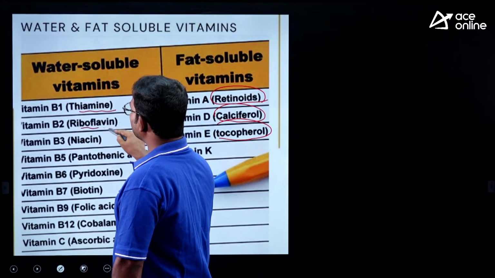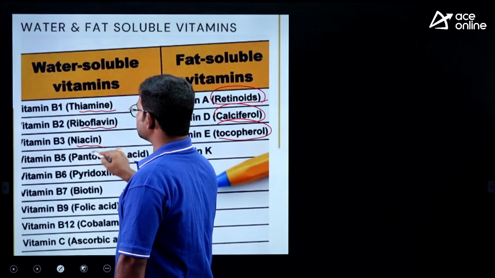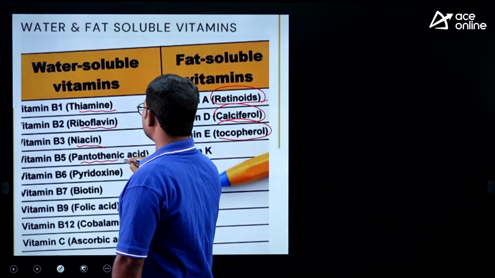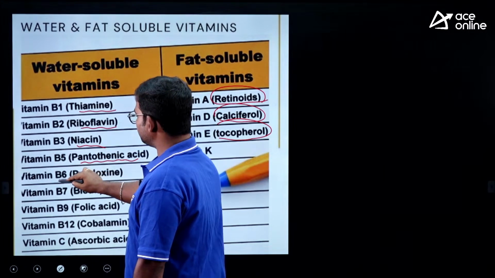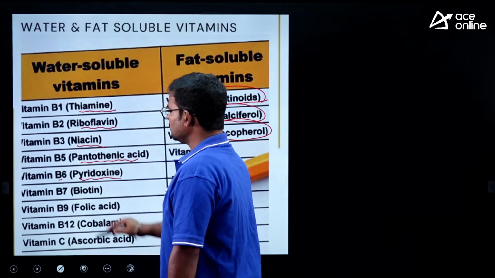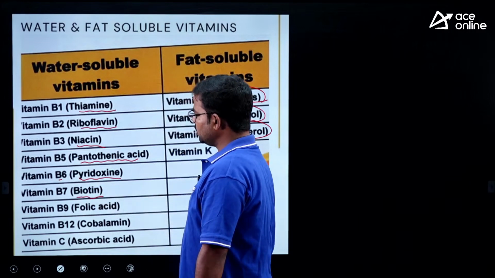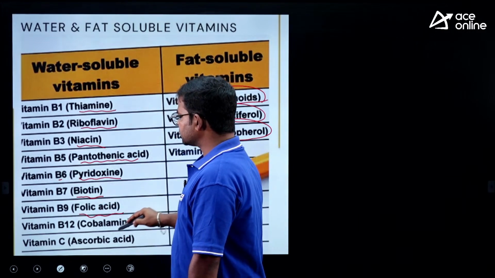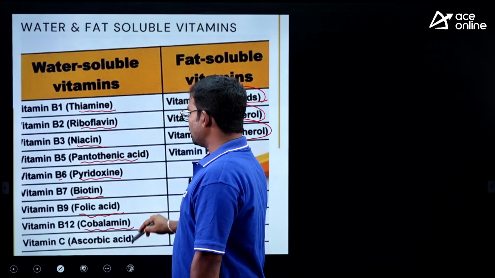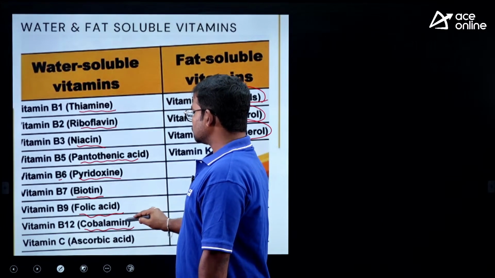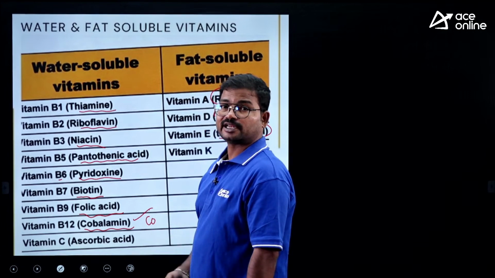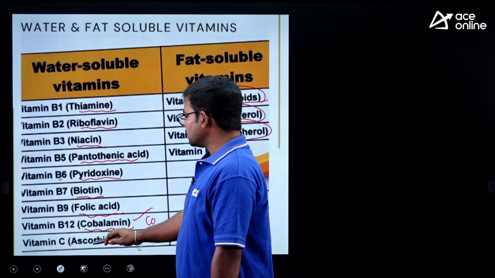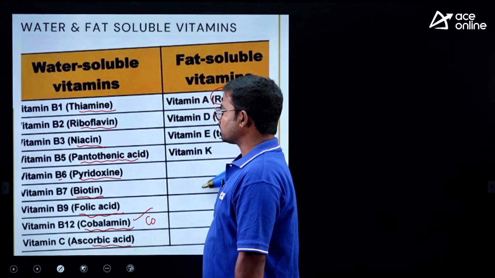B2, riboflavin. Next, B3, niacin. Next, B5, pantothenic acid. Next, B6, pyridoxine. Next, B7, biotin. Next, B9, folic acid. B12, cobalamin, cyanocobalamin. In cyanocobalamin, the cobalt element, cobalt metal, is majorly present. Next, vitamin C is called ascorbic acid.